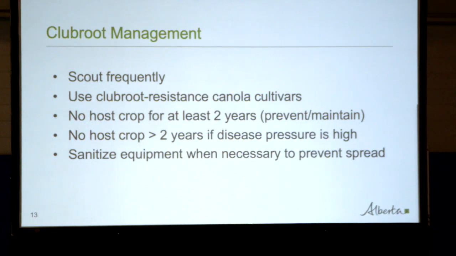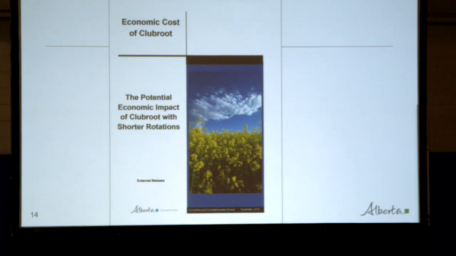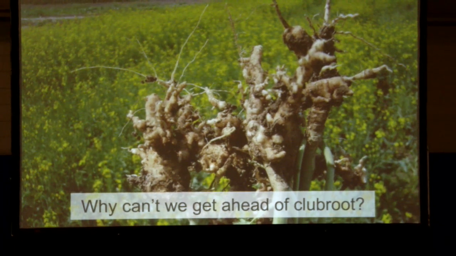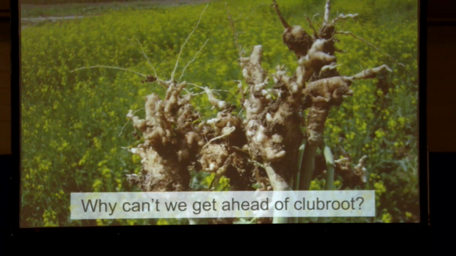That's not what I'm here to talk about today. We also know that there's an economic cost of clubroot, and that's not what I'm here to talk about today either. But if you want more information on this study that was done on potential impacts of clubroot, especially with respect to crop rotation, I'll be happy to point you in that direction. What I'm here to talk to you about today is, why are we finding 300 new fields every year? Why are there new counties every year? Why are our resistant cultivars being overcome by virulent pathotypes? Why can't we get ahead of this?